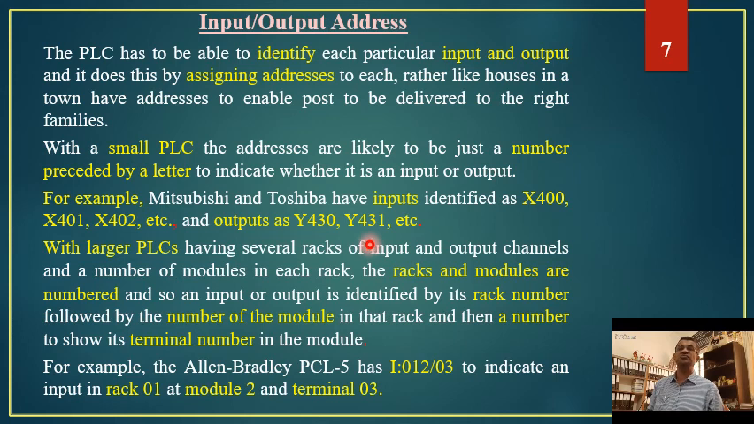For example, in an Allen Bradley PLC5, this is how it is represented: I colon 012 slash 03. So 012 slash 03. This indicates that the input is in rack 01, that is the first number, 01. At module 2, that is module number 2. And in the module, the terminal is 3. So 01 is the rack number, 2 is the module number, and 03 is the terminal of that particular rack where this data is to be stored or data is to be accessed from.